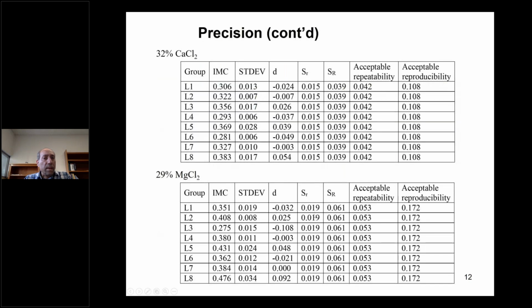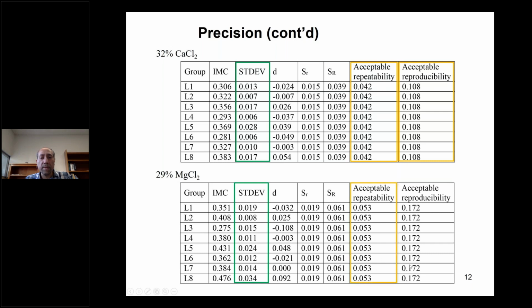Then, here I have shown the results for other de-icers. 32% calcium chloride, again, a standard deviation here in this column, and acceptable repeatability and reproducibility. So all of the standard deviation values are less than these two parameters. Again, we have for 29% magnesium chloride, the same story.